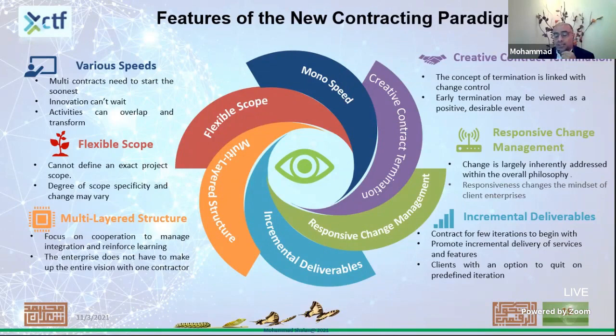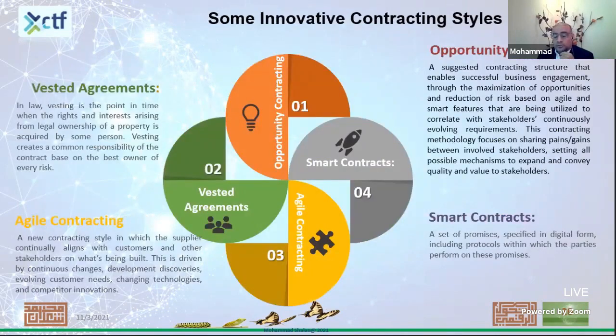All of these things that we hate in the traditional contracts, today they are inevitable, and we need this kind of structures. What types of innovative contracting? We have vested contracts where we have to share the partnership. We have agile contracting, so we know when to do it. Opportunity contracts, so we can jointly work toward an opportunity and have a successful implementation of this opportunity.